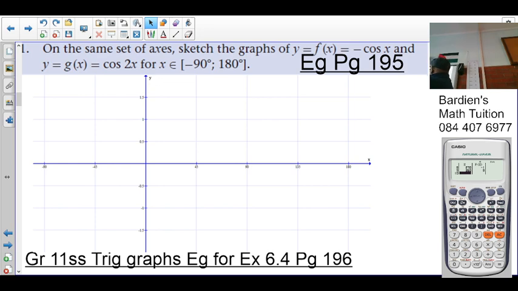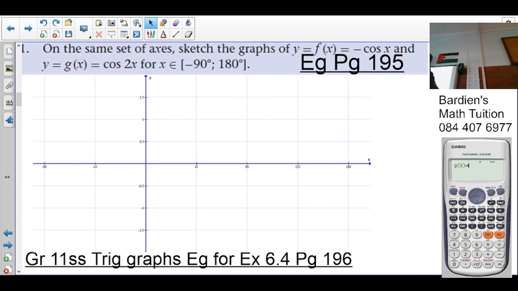So normally you want to clear the calculator first. Okay. So where do we start? We start with mode. Then table. So your f of x is the first graph, okay? Which is negative cos x. Cos x.